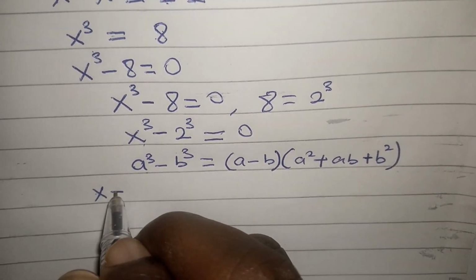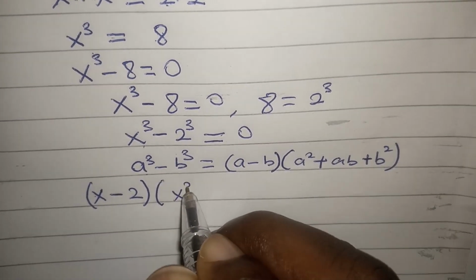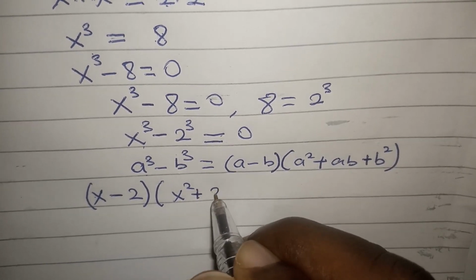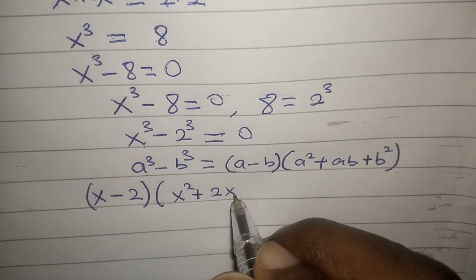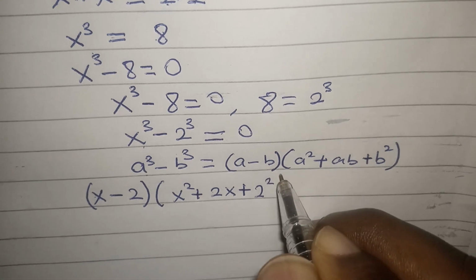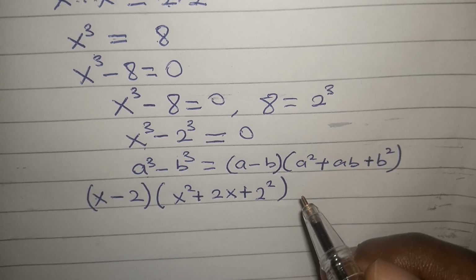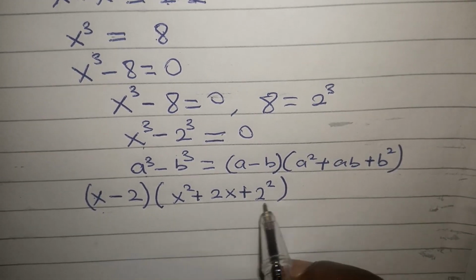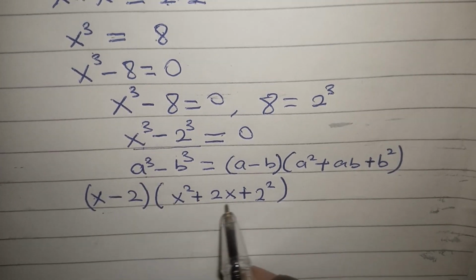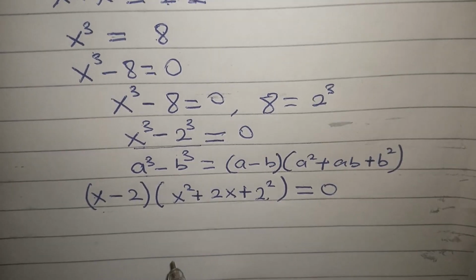If we put this through here, we simply have (x minus 2) multiplied by (x^2 plus 2x plus 2^2), close the bracket. So this is what we are now having. If we open this bracket, we go back to this, so the whole of this equals 0.